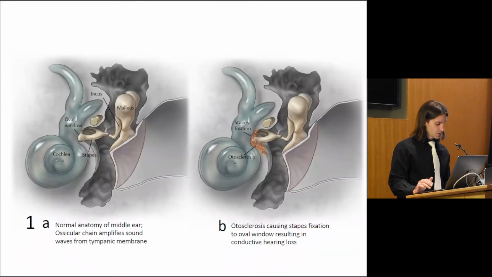Figure 1A illustrates the ossicles, which amplify sound waves, transmitting them to the cochlea's oval window. Figure 1B depicts otosclerosis, a condition where abnormal bone remodeling causes the stapes to become fixated in the oval window, restricting the movement of the ossicles and causing hearing loss.